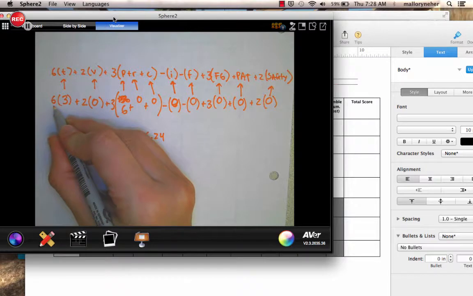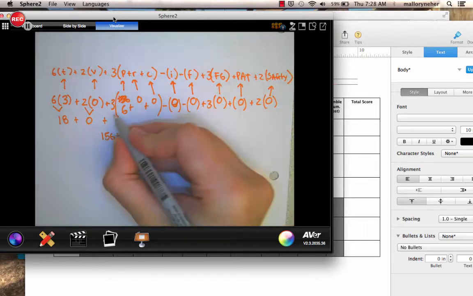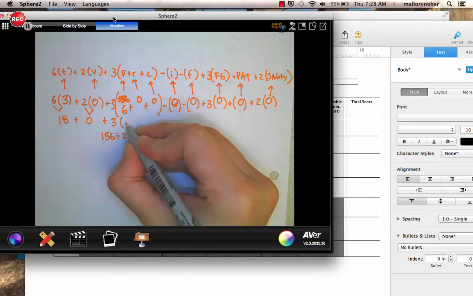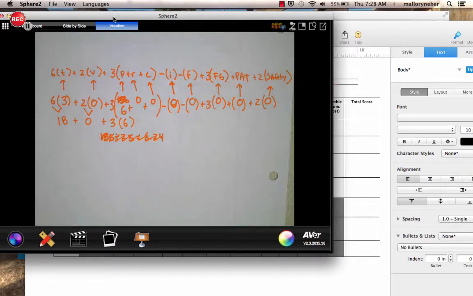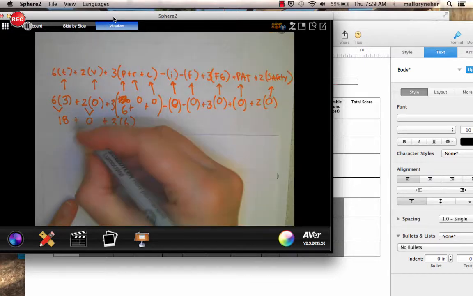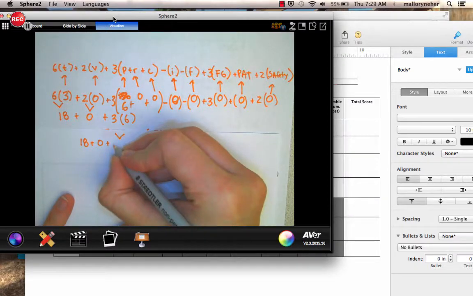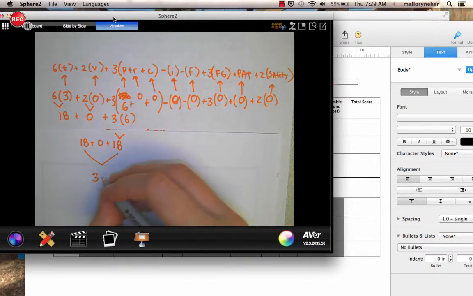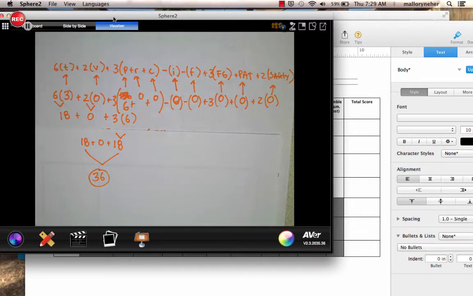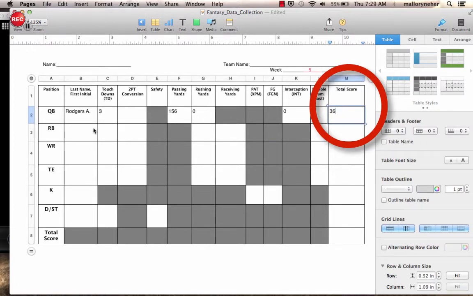So let's just do our simple math. 6 times 3 is 18, plus 2 times 0 is 0, plus 3 times 6 plus 0 is 6. Now we have 18 plus 0 plus 3 times 6. So 18 plus 0 plus 3 times 6 is another 18. And 18 and 18, we can add that up pretty fast. That's going to be 36. So our total score for Aaron Rodgers is 36 points. We go over here to our chart and put in 36 points. And now we're ready to move on to our next player.